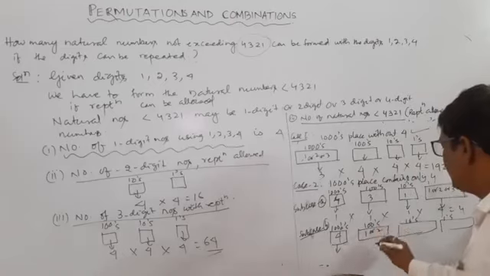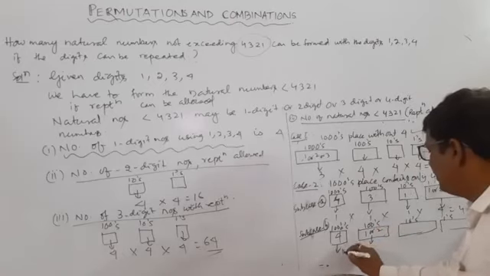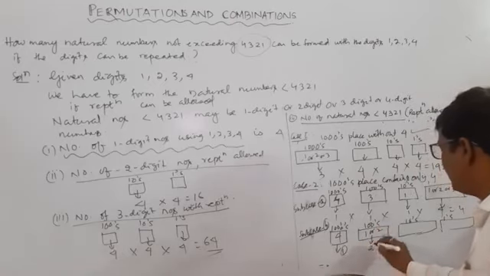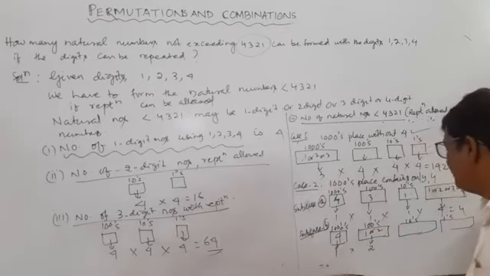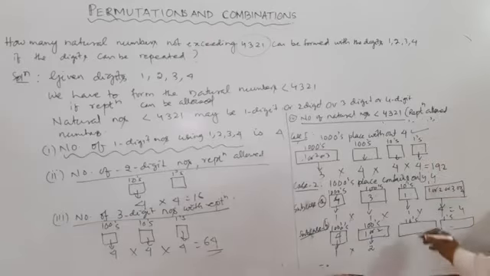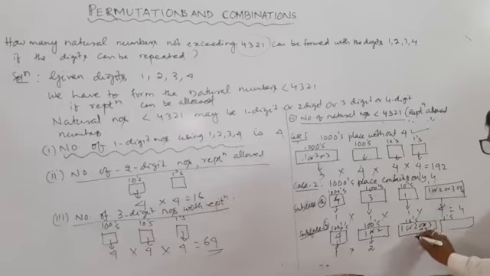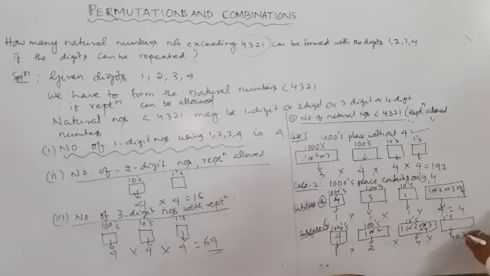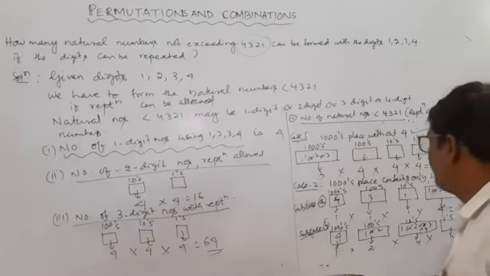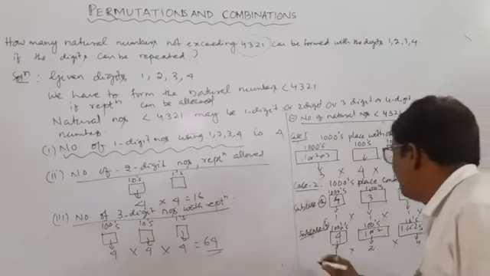or 2, that is 2 ways. This is 1 way, and this is 2 ways. Fixed here, so this is 1 way and this is 2 ways, and this will be either 1 or 2 or 3 or 4, that is 4 ways. So the total number is 32. So the 4 digit numbers are 32.